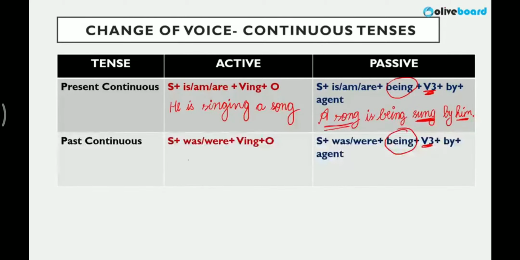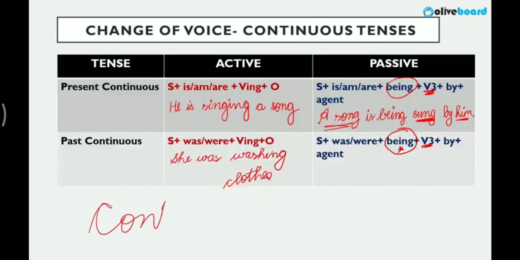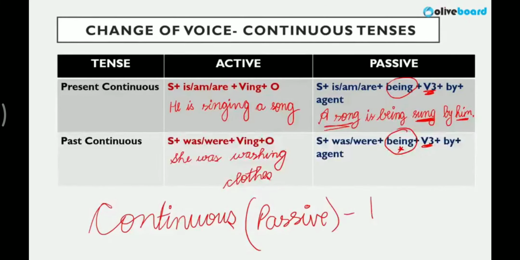Clear? Similarly, past continuous, she was washing clothes. Remember, because it is continuous, being is added, right? I will just mention here, continuous tense, any continuous tense, right? In passive, always notice which word? Being, very important, plus V3. Being plus V3. Now what will be the change here?